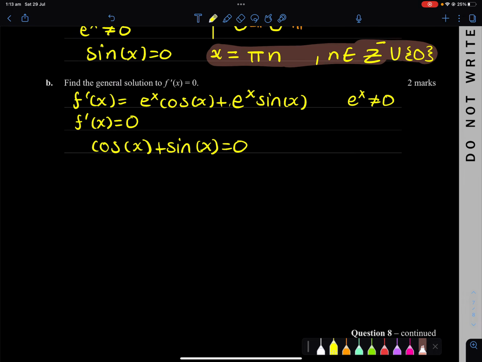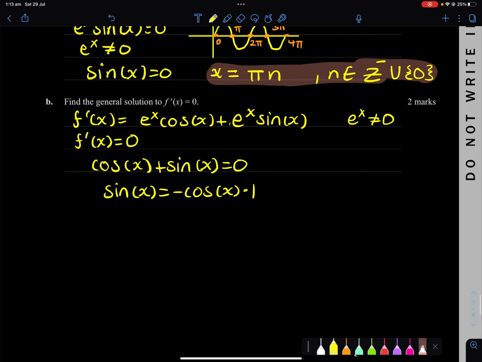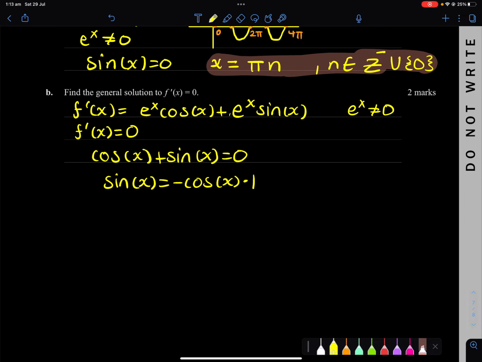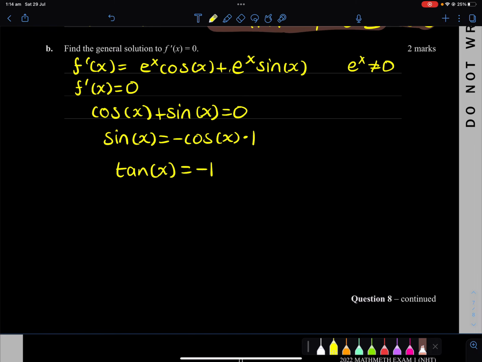Okay, what can I do here? We know that sine over cos is tan, so we can move that cos to the left, so it'll be negative cos x, which is multiplied by 1. If we divide both sides by cos, it'll be tan of x equals negative 1. So when does tan of x equal negative 1? We know that the basic angle is x equals pi over 4. So I'm just going to draw how the function will look, a nice diagram.